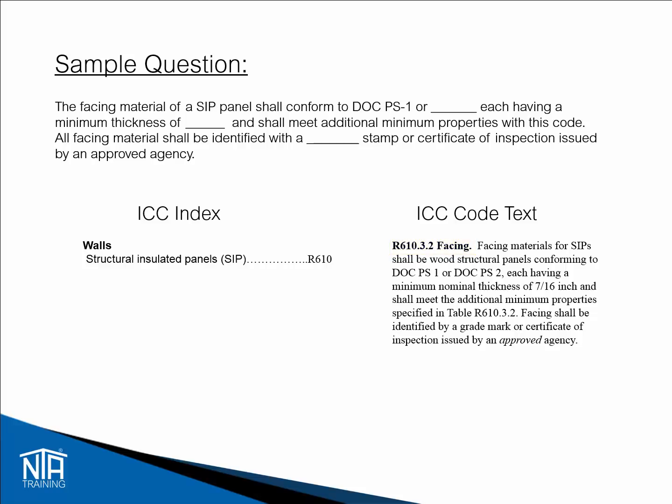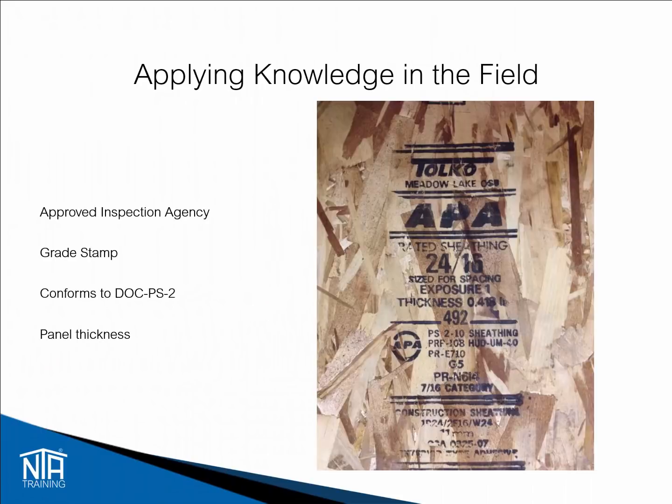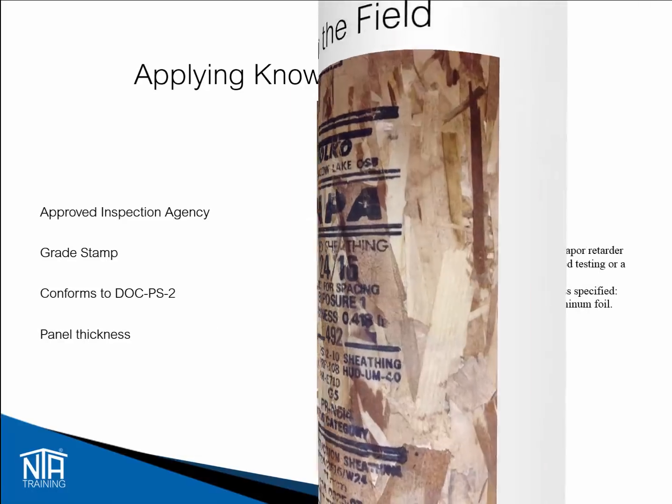The answers to fill in the blanks would be Doc PS2, 7/16 inches, and grade. This picture shows a piece of OSB with the required grade stamp. You can see it lists the approved agency, grade stamp, conformity to Doc PS2, and the panel thickness.